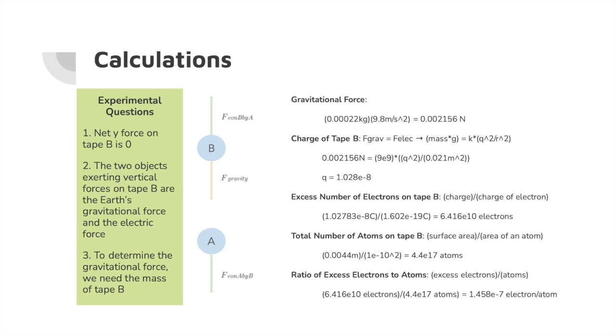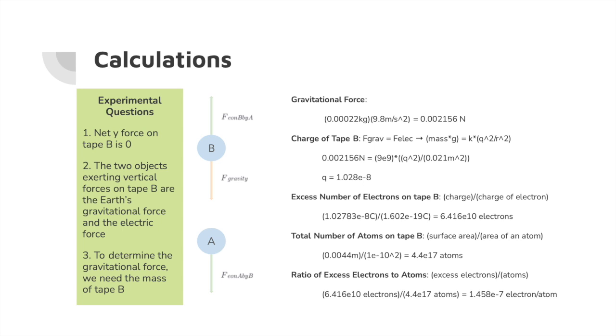Now we have all the information we need to perform the calculations. First, we're going to find the gravitational force by multiplying the mass of tape B by the gravitational constant, giving us an answer of 0.002156 newtons. Next, we need to find the charge on tape B. Because the net force is 0, we know that the force of gravity is equal to the electrical force. Since we only need the magnitude, we can set them equal to each other and solve for Q. At the end, we find that tape B has a charge of 1.028 times 10 to the negative 8.